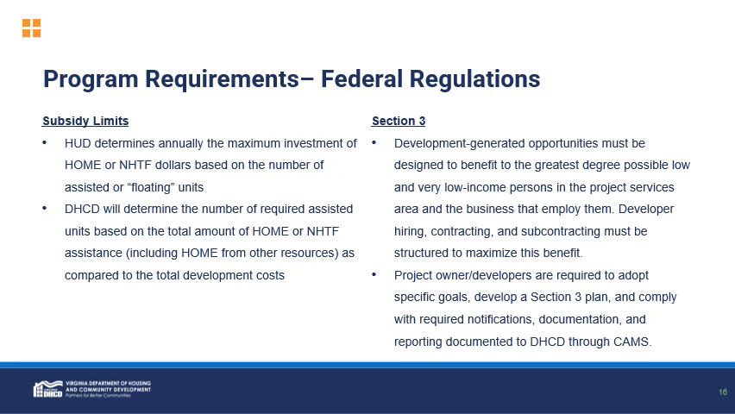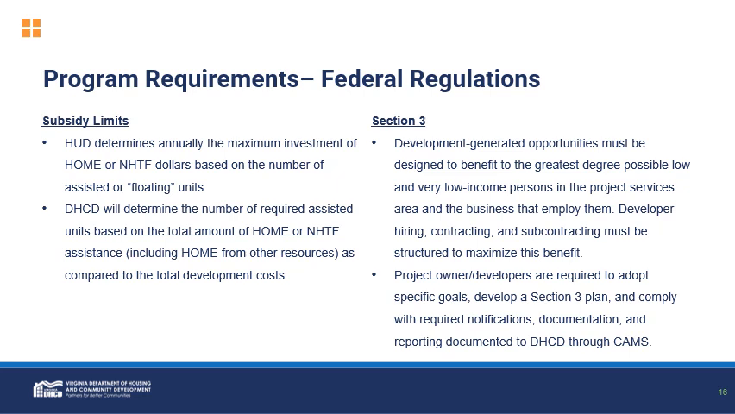So like I said, we will determine the number of required assisted units based on the amount that you have applied for compared to your total development costs. So we will request no less than 5 floating units, and it could be up to 11 floating units based on the size of the project and the total development cost.